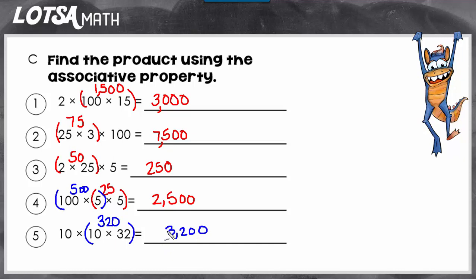So the associative property is just a way of grouping the numbers. You just put parentheses around the numbers you want to group, multiply that first, and then multiply the product you've got there with your other factor. So you try some on your own, and if you need help, you can come back and rewatch the video. Good luck!